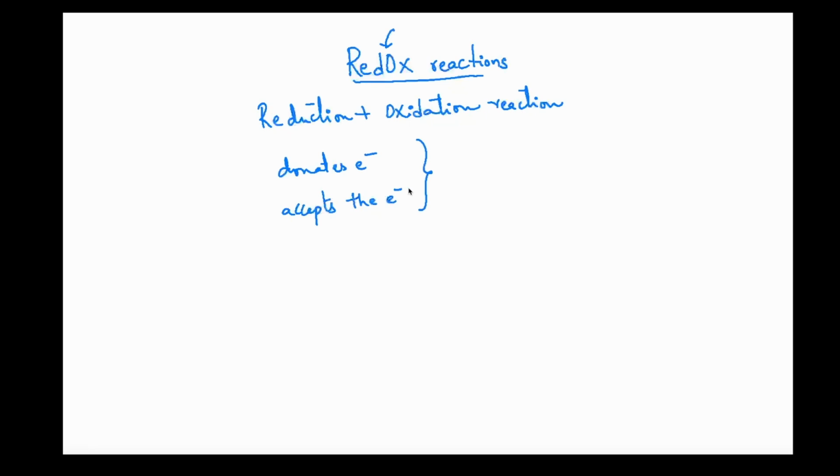Okay, so remember, redox reactions are those in which the electrons are transferred between two different species or two different molecules. One species donates the electrons while the other one will accept the electrons. Okay, so that's how it got its name, redox. It's a combination of reduction and oxidation reactions taking place together. Let's look at some common examples where we can see oxidation and reduction reactions taking place in a single reaction.